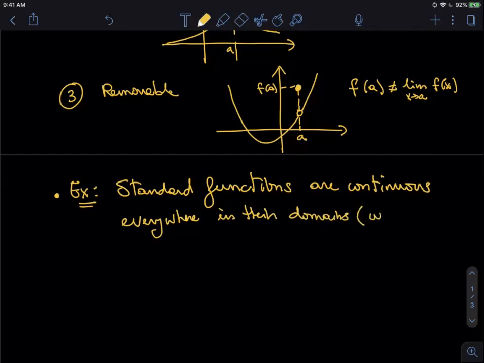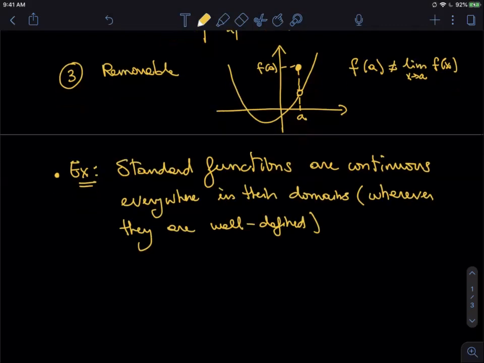So these are continuous wherever they are defined. So for example, 1 over x, the natural logarithm, the sine of x, the exponential of x, polynomials, x squared, and so on. So many, the ones we are used to.